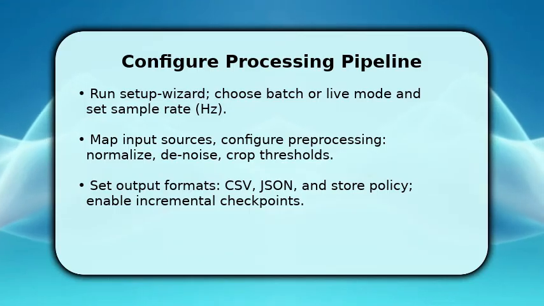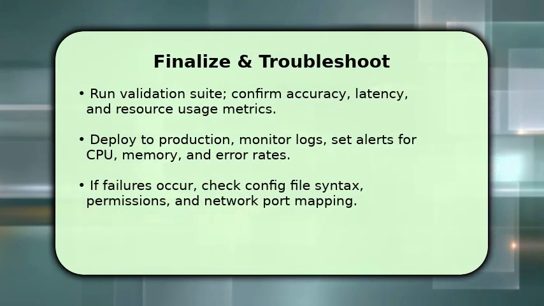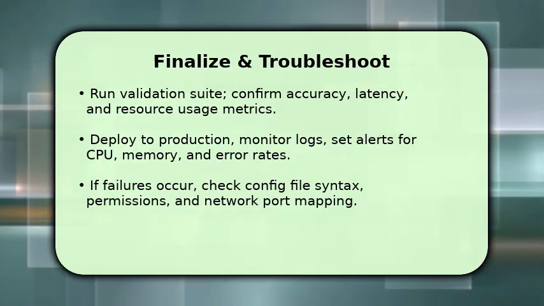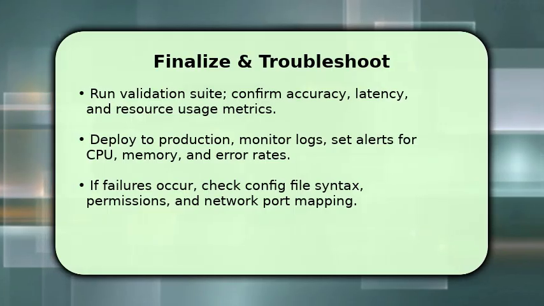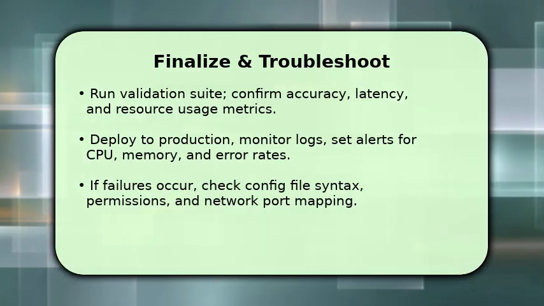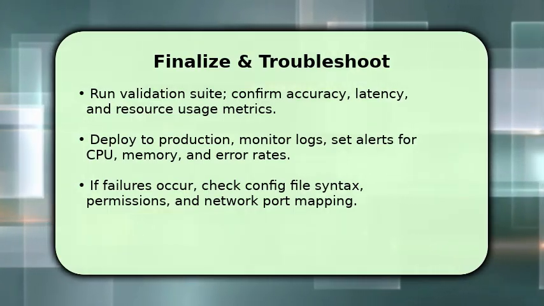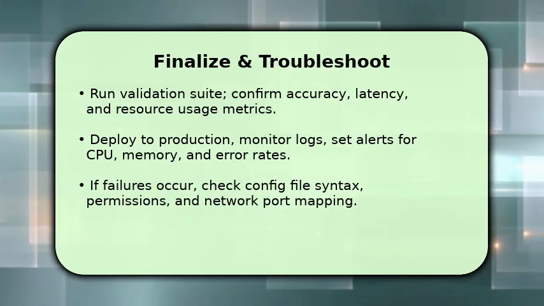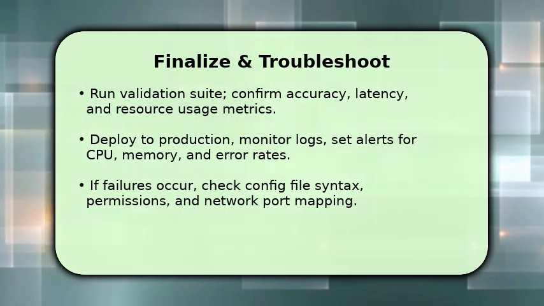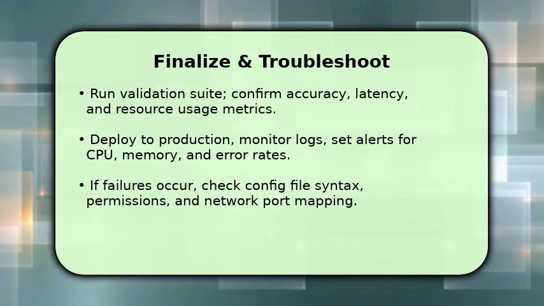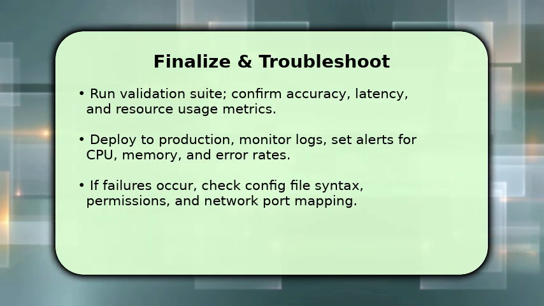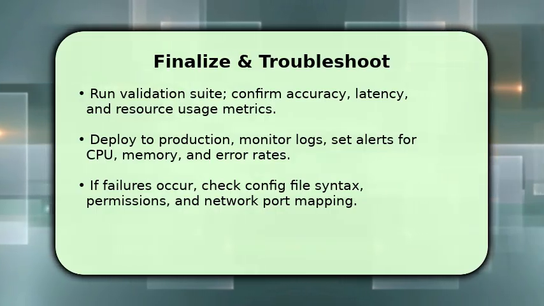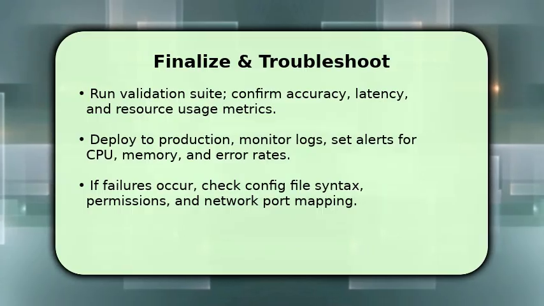You finish by running the validation suite to confirm accuracy, latency, and resource usage meet expectations. This verifies the pipeline before production. Once validated, deploy Xenogrow 2 and monitor logs closely, setting alerts for CPU, memory, and error rate spikes so problems surface early. If a failure occurs, first inspect config file syntax and permissions, then verify network port mapping and dependencies. A single misconfigured port or wrong permission often causes the majority of stoppages. Rerun the validation after.